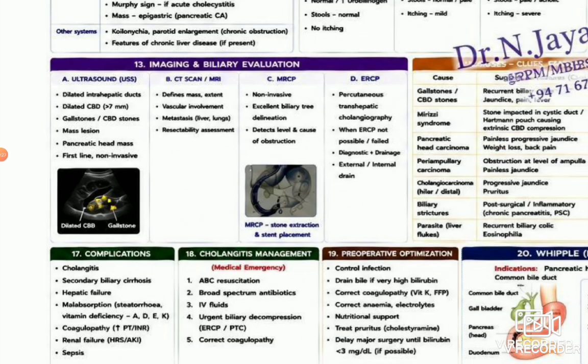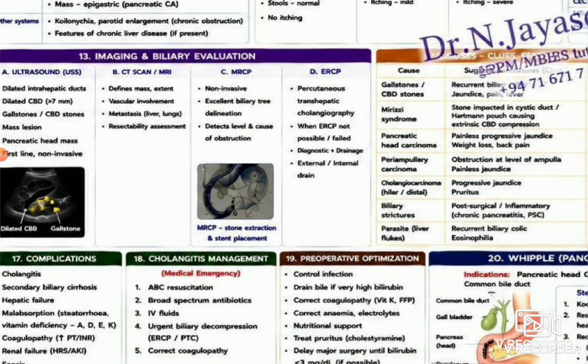CT scan. CT scan is excellent for pancreatic masses, metastasis, and staging. MRCP. MRCP beautifully visualizes the biliary tree non-invasively. ERCP. ERCP is both diagnostic and therapeutic. You can identify the obstruction, remove the stones, place the stents, and decompress the biliary system.